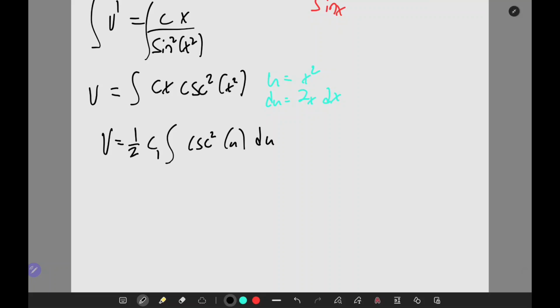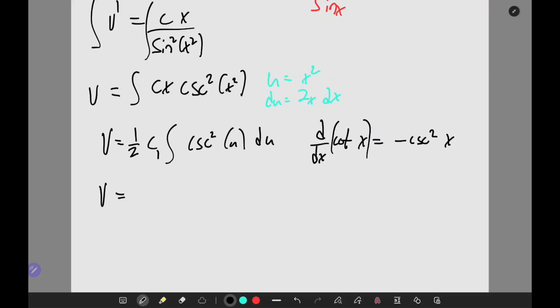Remember, the integral of cosecant squared is pretty easy. This is just a basic trig. The derivative of cotangent is cosecant squared, right? So that's pretty simple. Well, the derivative of cotangent, remember, this is Calc 1 review, is equal to negative cosecant squared of x.